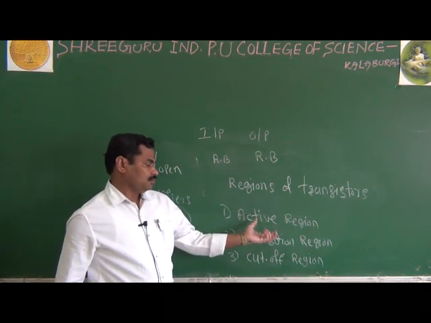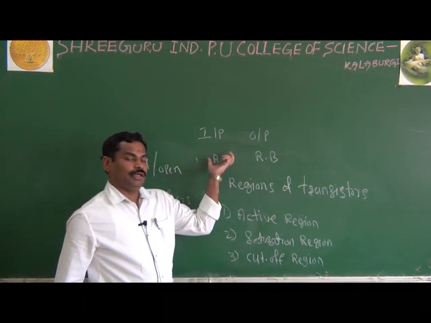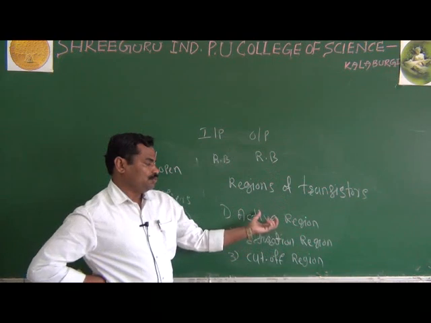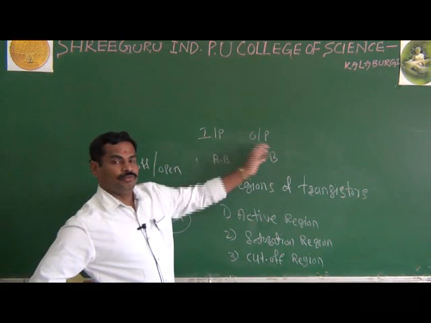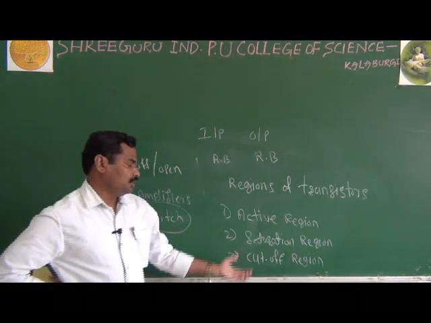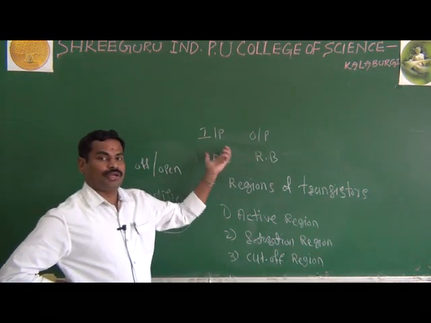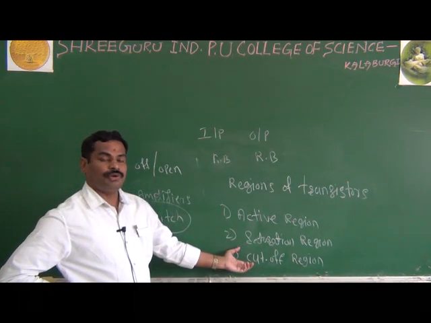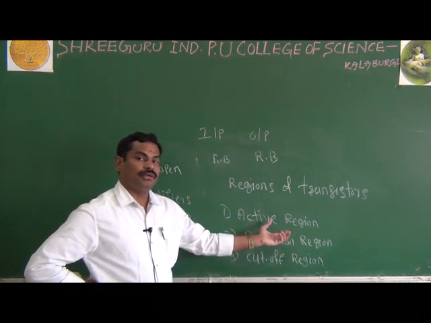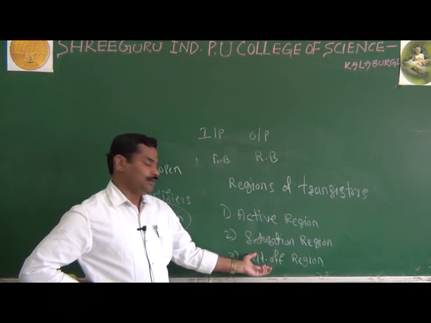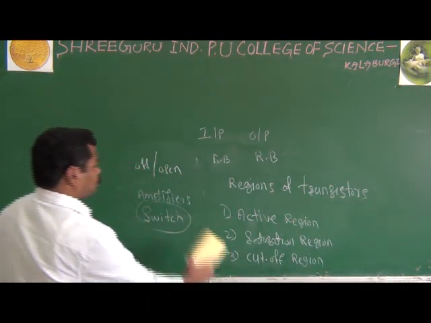The three are called active region, saturation region, and cutoff region. In the active region, input is forward biased, output is reverse biased, and it is used as an amplifier. In the saturation region, input as well as output are both in the forward bias. And cutoff is nothing but both input as well as output are in the reverse bias. And as I said, if the transistor is in the saturation region, it becomes the on switch, and if the transistor is in the cutoff region, it becomes the off switch. These are the three very important regions of your transistor.